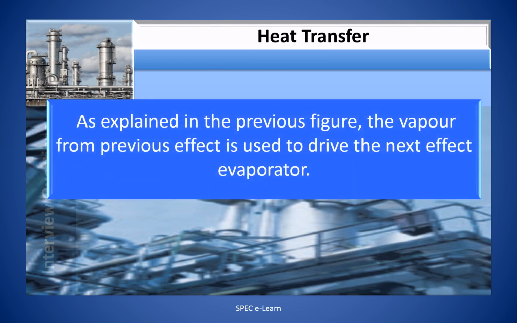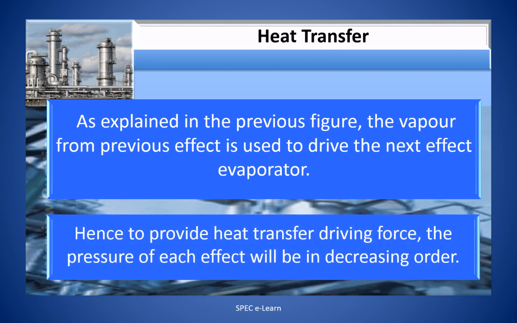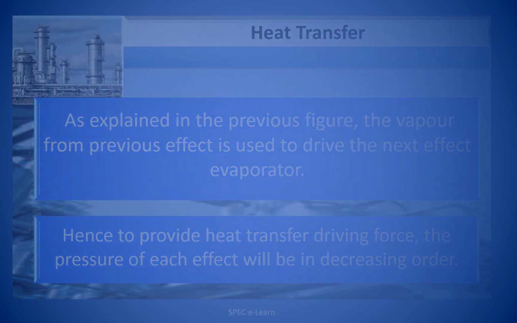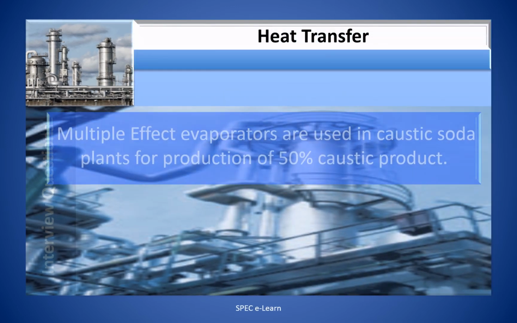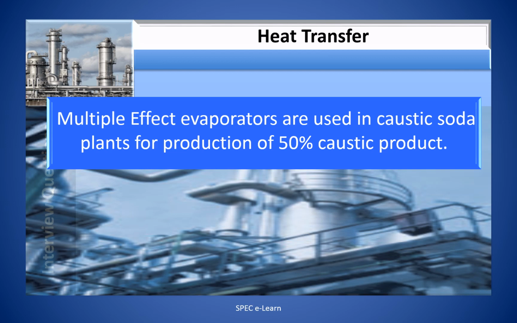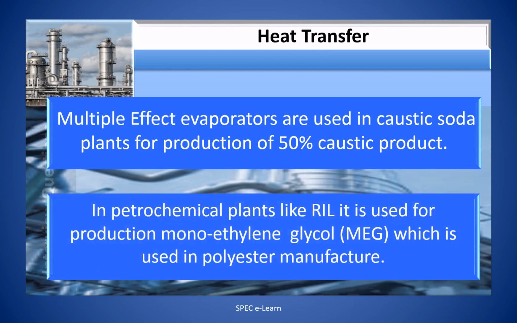As explained in the previous figure, the vapor from the previous effect is used to drive the next effect evaporator. Hence, to provide heat transfer driving force, the pressure of each effect will be in decreasing order. Multiple effect evaporators are used in caustic soda plants for production of 50% caustic product. In petrochemical plants like Reliance Industries Limited, they are used for production of monoethylene glycol, which is used in polyester manufacture.